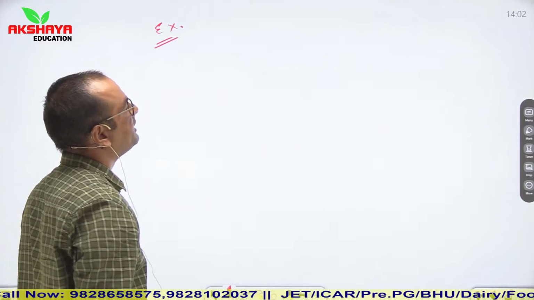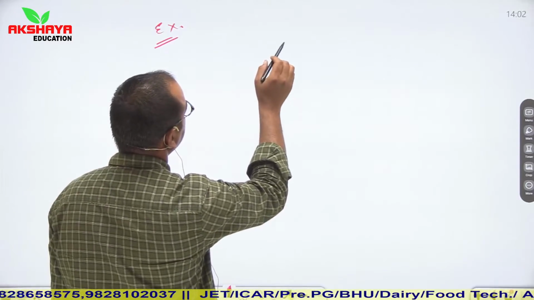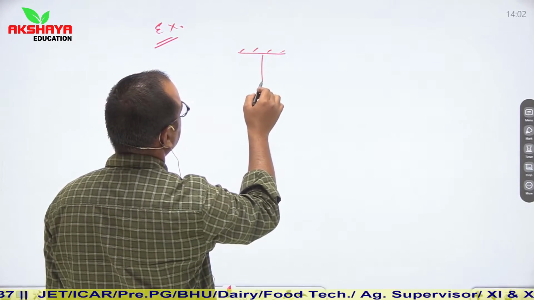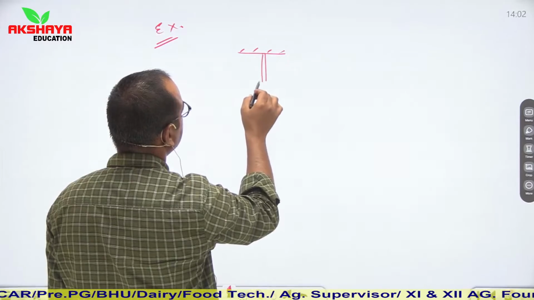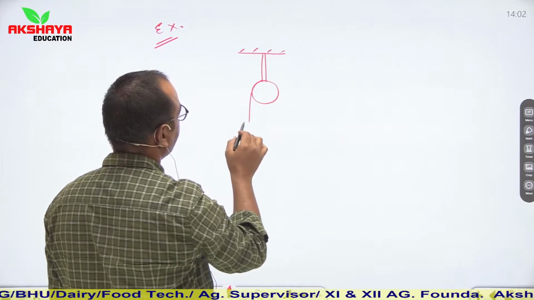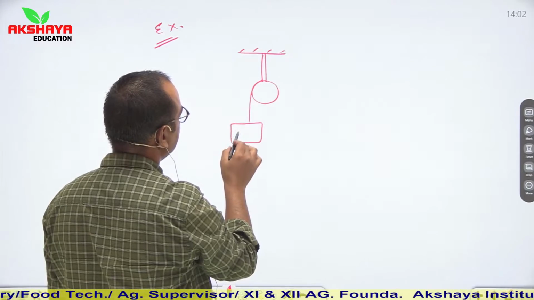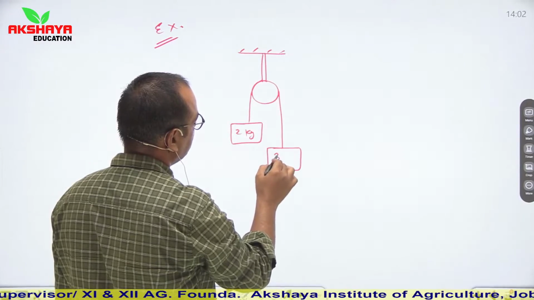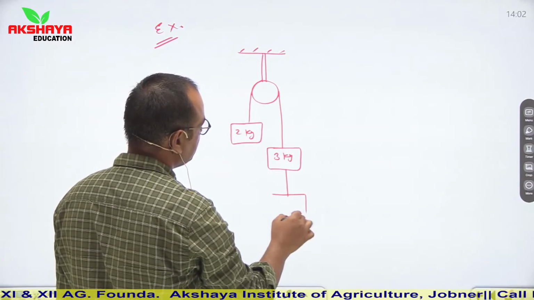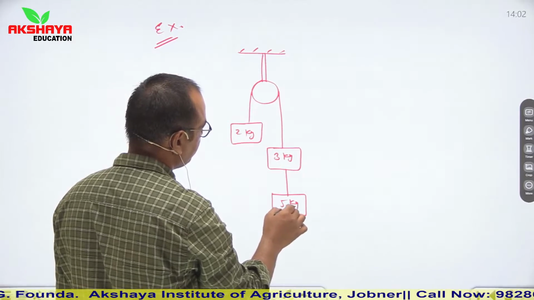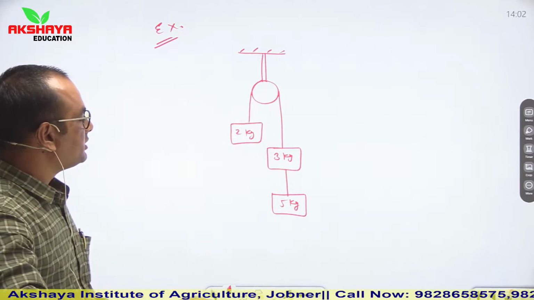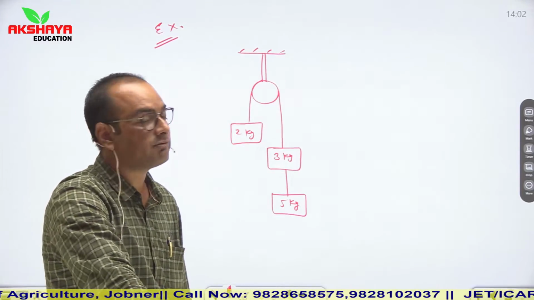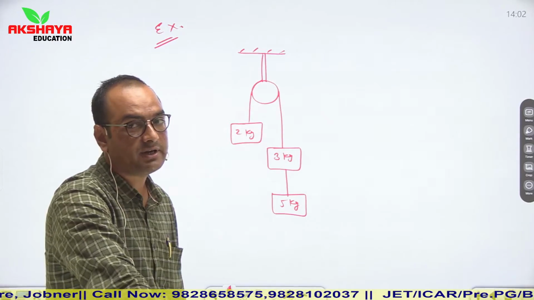So let us discuss one more pattern. This is a pulley. Here this is an object of mass 2 kg. This side there are two objects, 3 kg, and this is another string and object of 5 kg. Clear? This whole system is accelerating. Then we have to calculate the value of acceleration and tension in each string.